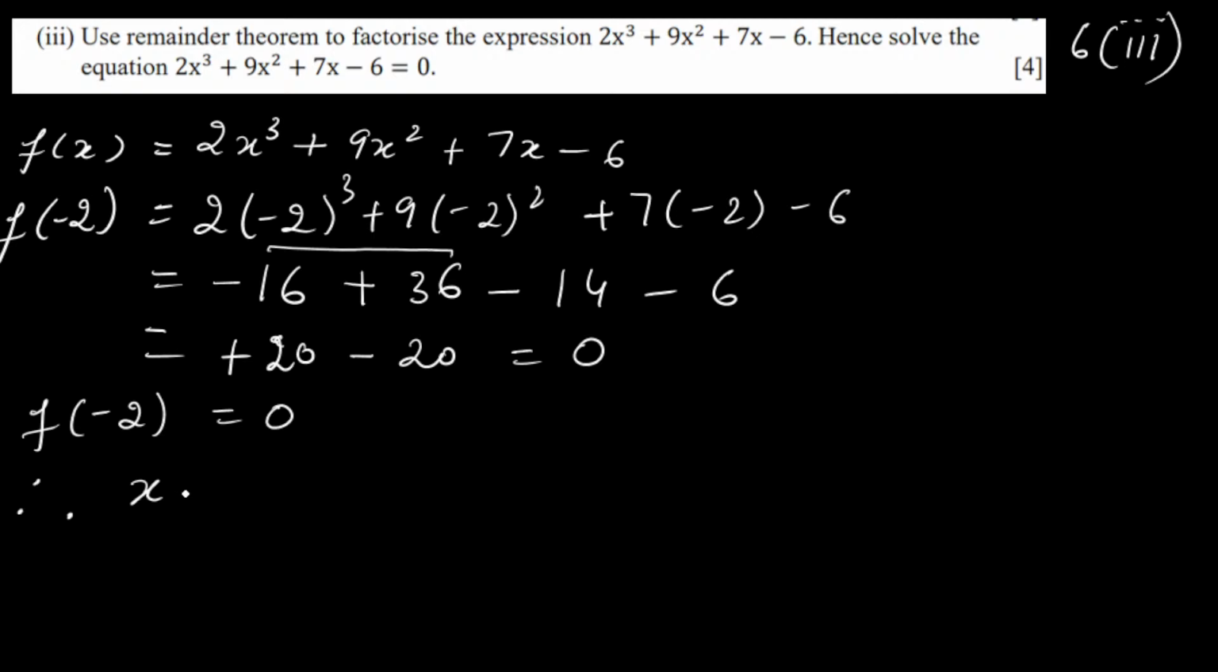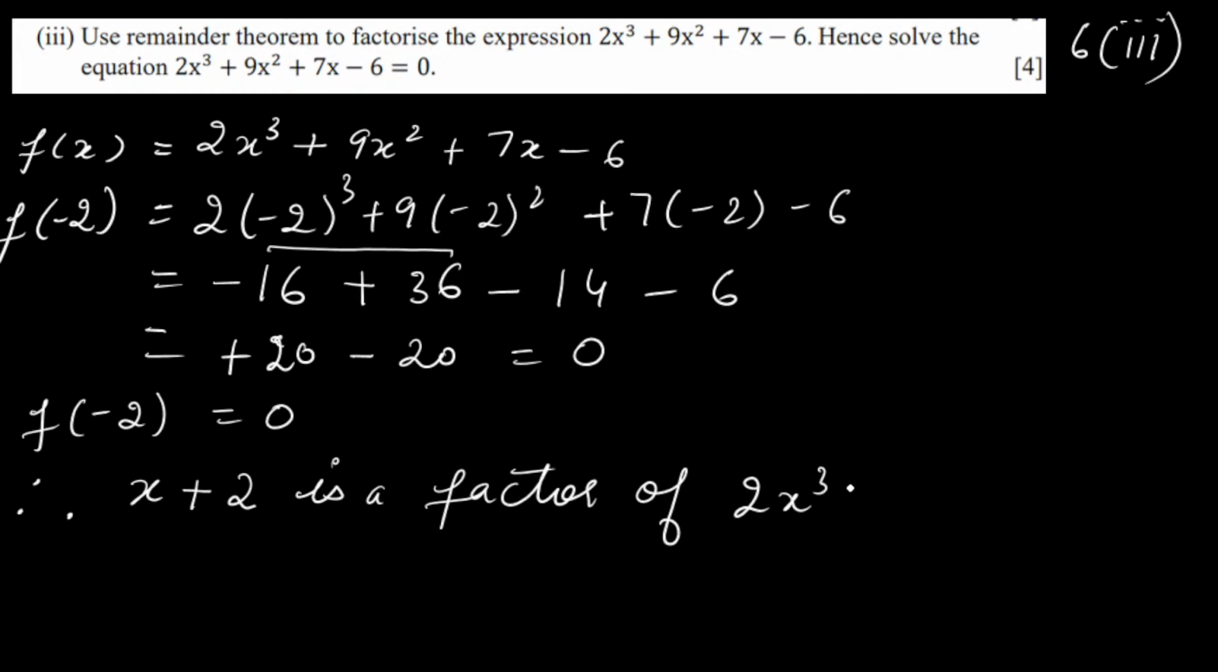If at minus 2 we are getting zero, then x plus 2 is a factor of f(x). Now the polynomial is 2x cube plus 9x square plus 7x minus 6. One of the factors we have found, but as we have discussed, because it's a cubic polynomial, 3 factors will be there.